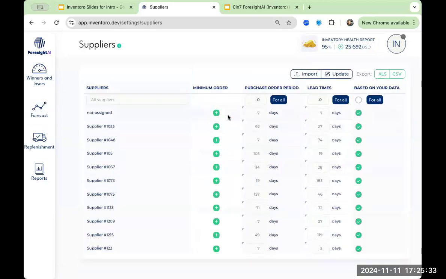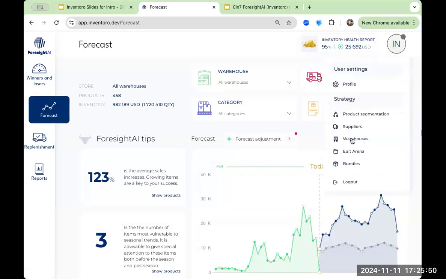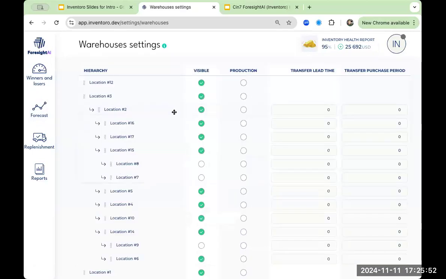But if you want to have a minimum order, you can set that here. Purchase order period. This is all carrying over from core. But if you need to adjust something, you're more than welcome to here based on your data being, is it coming from core? Do you want it to override? Next, we have warehouses, and this is where you can set up your warehouse hierarchy. In this case, it's already set up for me, showing that goods cascade in a way similar to a waterfall.